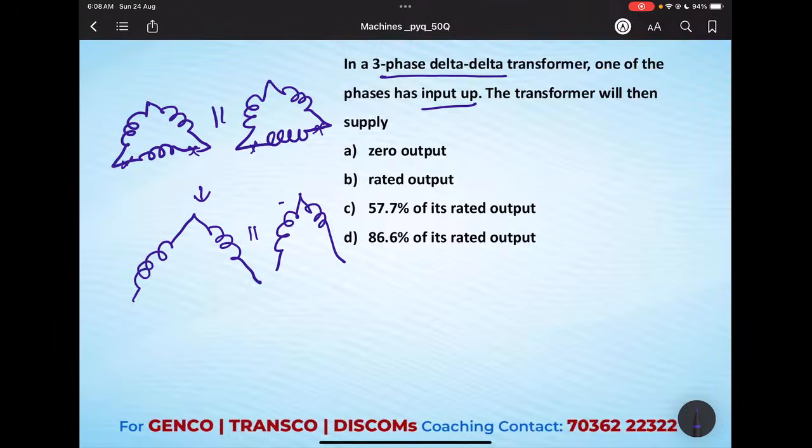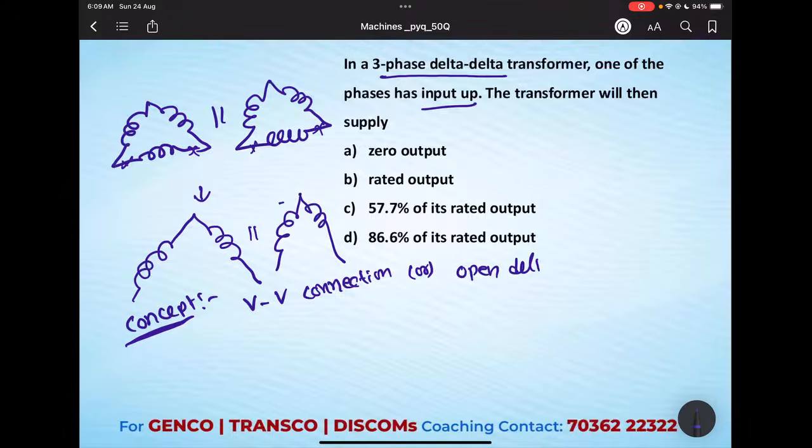They gave a three-phase delta transformer in which one phase went out, meaning one phase may be faulty and they removed it. If you remove one phase from the delta connection, it is going to be VV type or open delta connection. So let's see the concept. Which concept does the question come from? It is the VV connection or open delta connection.